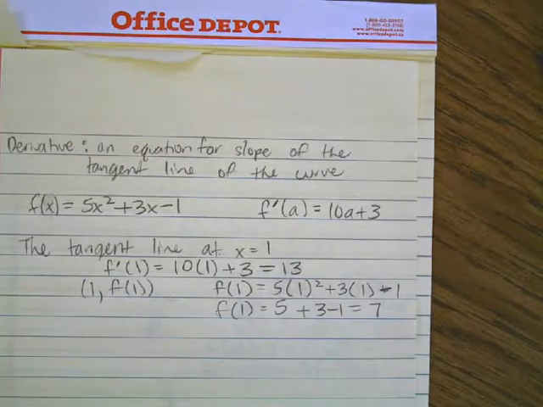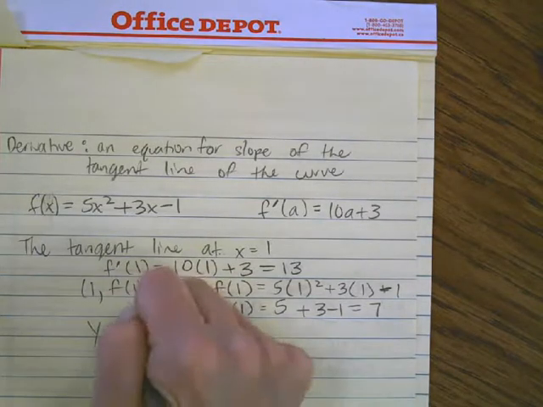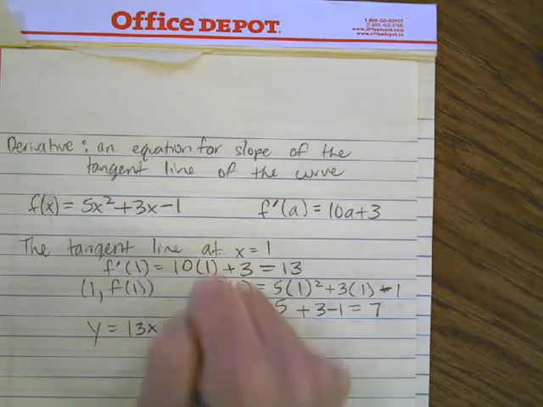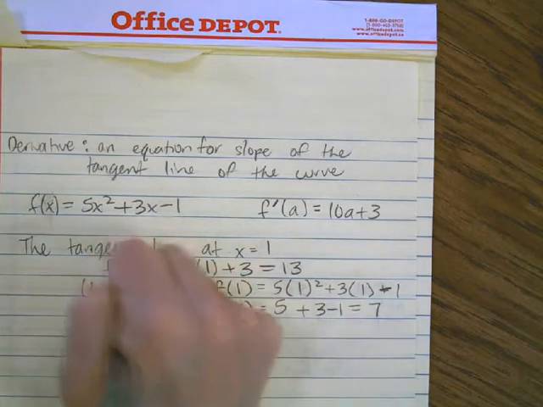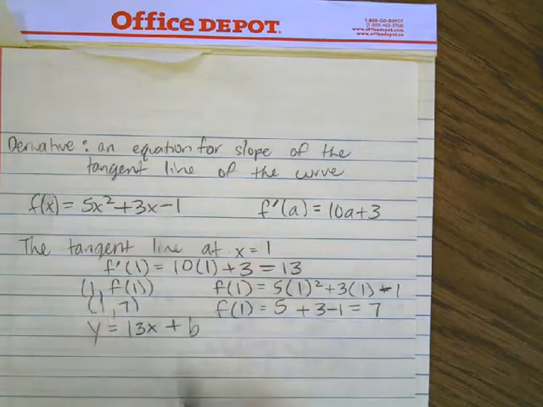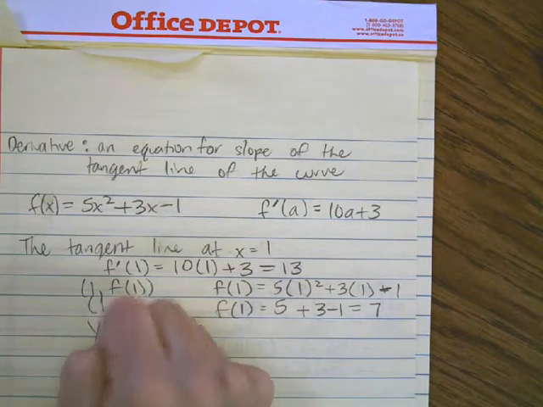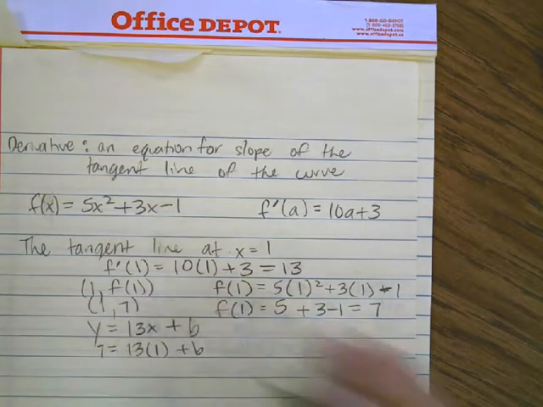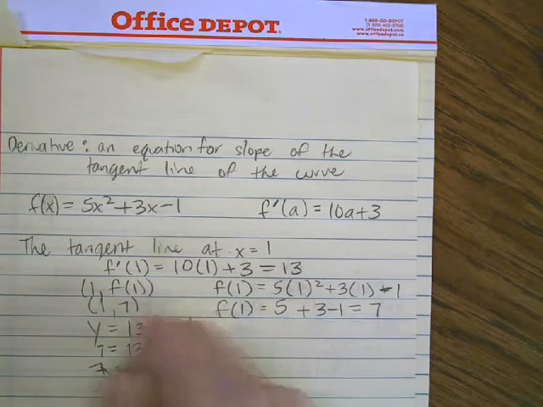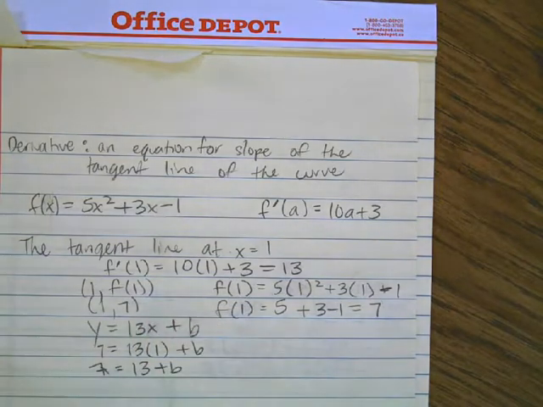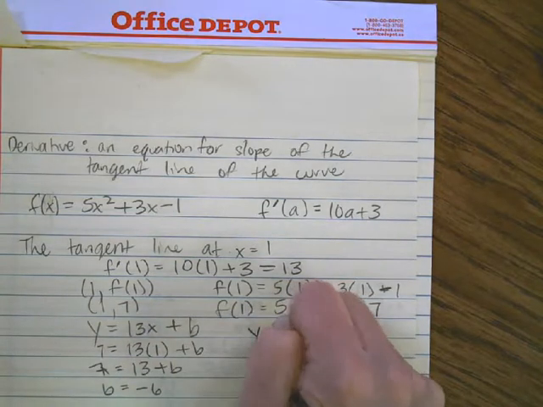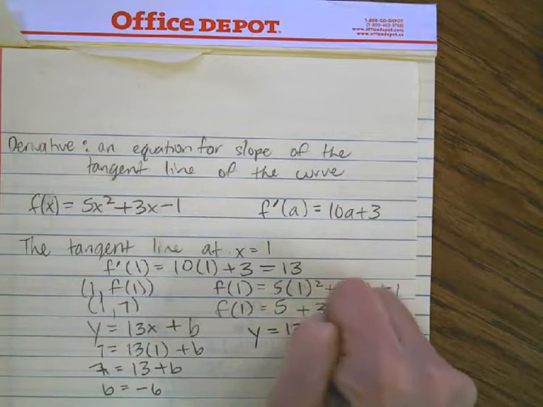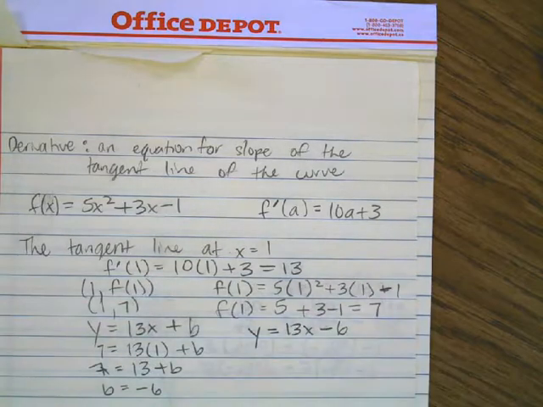So if I know the slope is 13, y equals 13x plus b. I can plug in my point, 1, 7. This is the point on the curve. So 7 equals 13 times 1 plus b. 7 equals 13 plus b. Subtract 13, so b equals negative 6. So the tangent line is y equals 13x minus 6. And that's the tangent line at x equals 1.